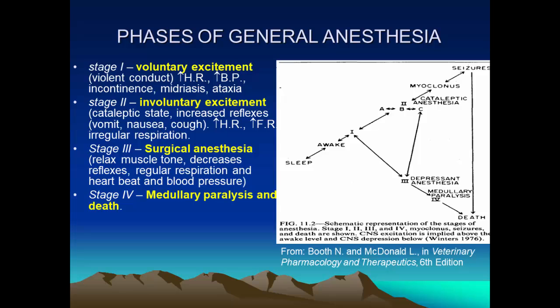And if we look at the figure, stage 2 is also called cataleptic anesthesia. And as I mentioned earlier, ketamine is an anesthetic that, when used alone, will move the animal from the state of being awake to this second stage. And if you notice, this stage is pretty close to the one in which the animal enters into seizures. And in fact, many cats, when given ketamine alone, will seizure.